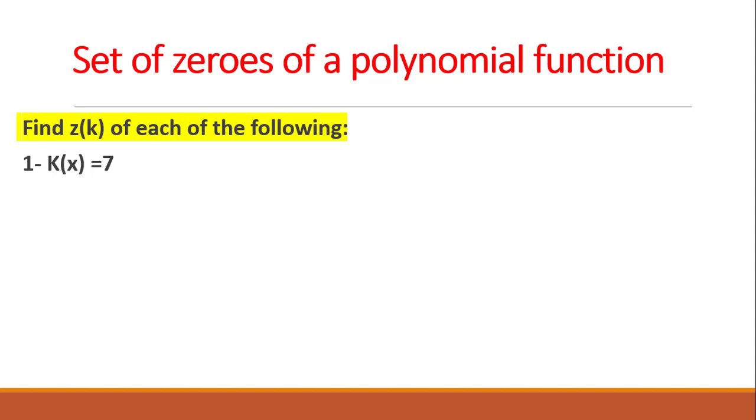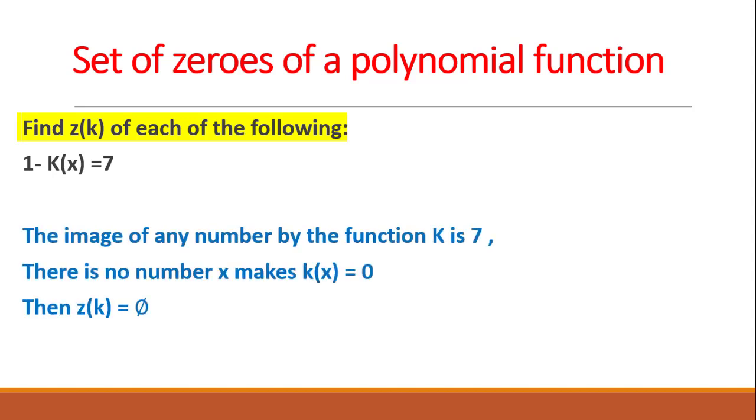Here, for example, find Z of k. It means find the set of zeros of the function k. If the function k equals 7, what is the set of zeros of the function k? As you can notice, there is no number you put instead of x to get 0, because this is a constant function. K of x is always 7. It never equals 0. So in this case, Z of k, or the set of zeros of k, equals the empty set. Why? Because this is a constant function and k of x always equals 7.